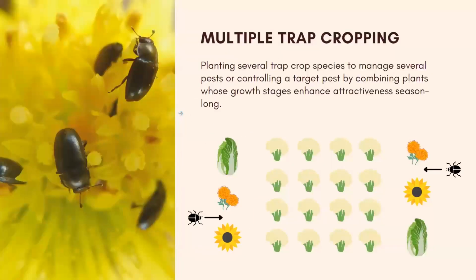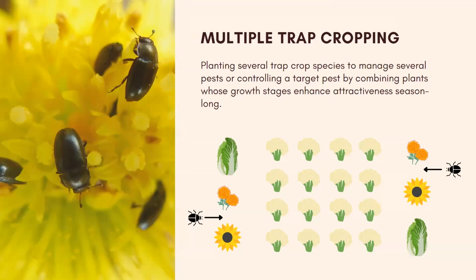So the next one is using multiple trap crops. So planting several trap crop species to manage several pests or controlling a target pest by combining plants whose growth stages enhance attractiveness all season long.